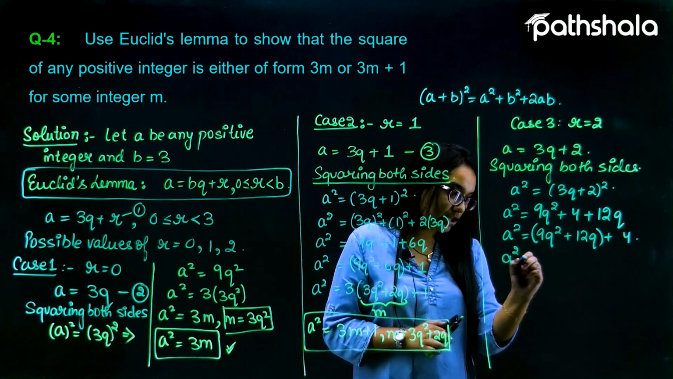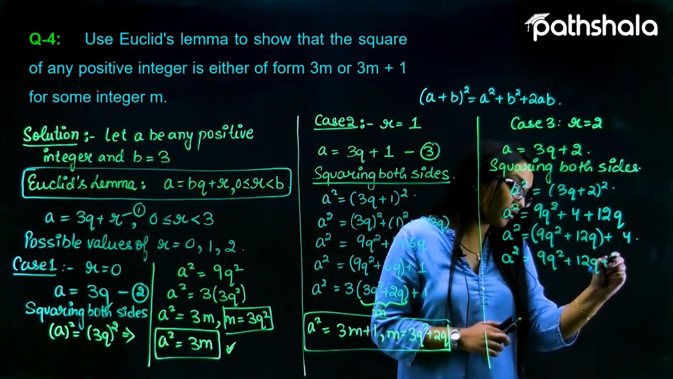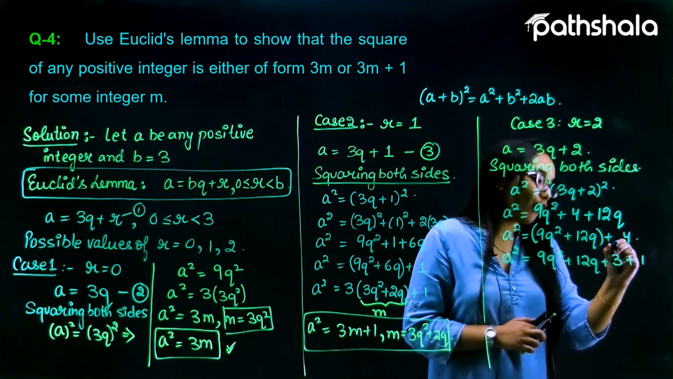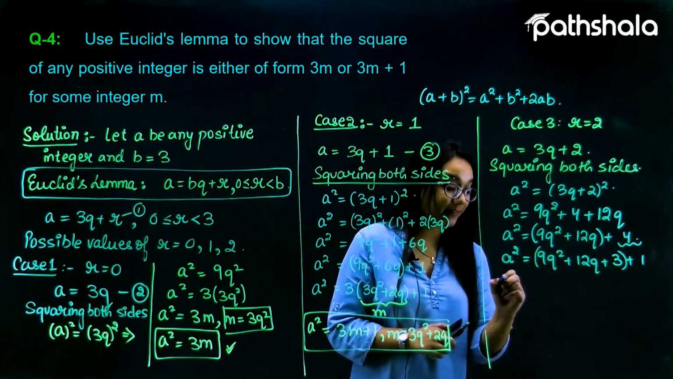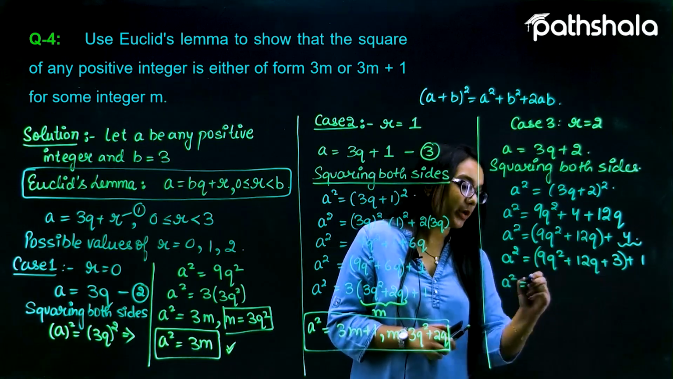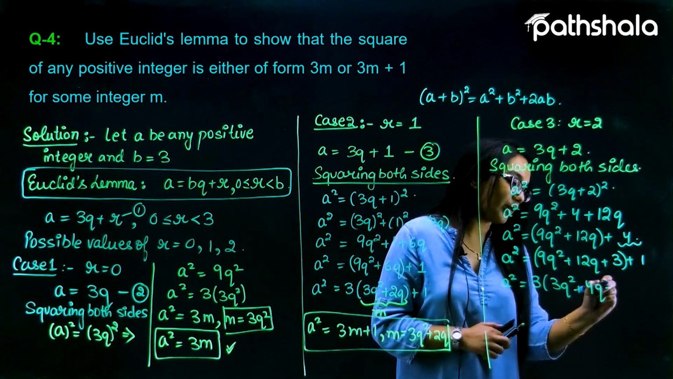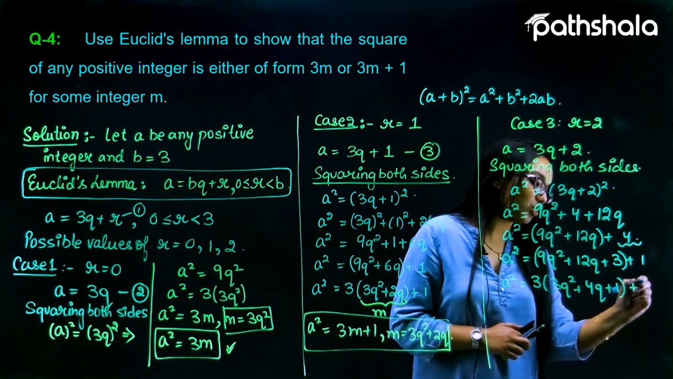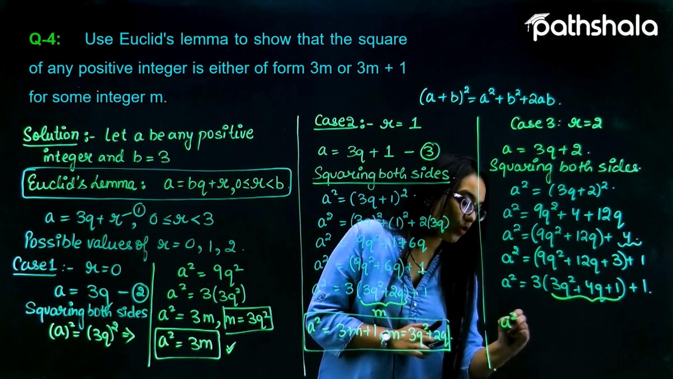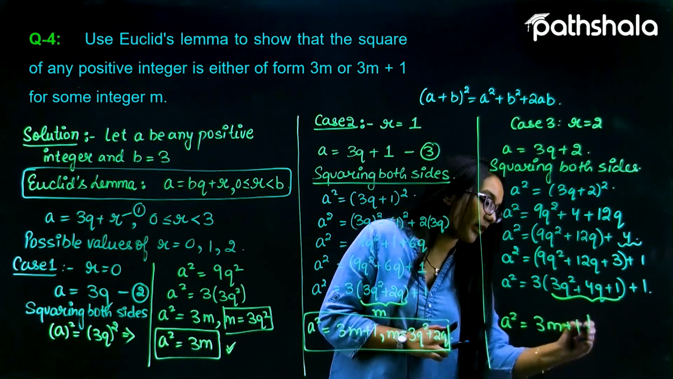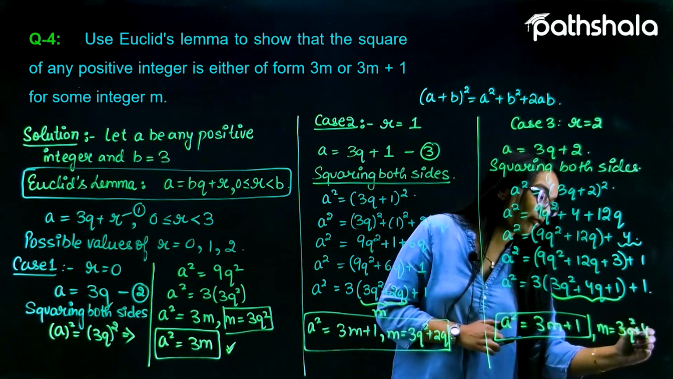Let me rewrite it again. We can write a square is equal to 9q square plus 12q plus 3 plus 1, because we know that 4 can be written as 3 plus 1. Now we have 3 numbers in a bracket and we can take 3 common from this bracket. So this will be 3 times (3q square plus 4q plus 1), and we can write this number as m. So a square is of the type 3m plus 1, where m is of the form 3q square plus 4q plus 1.